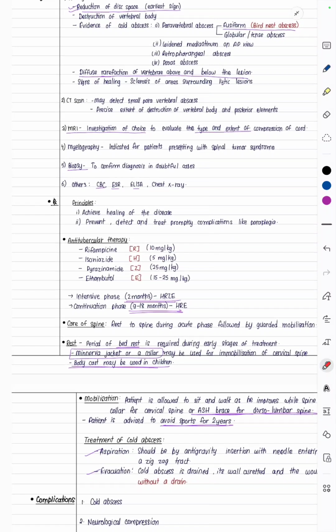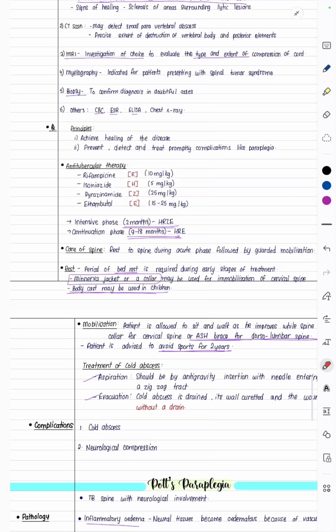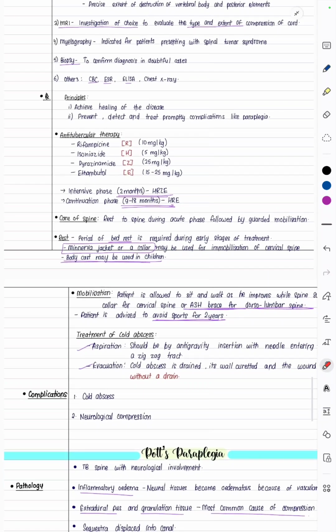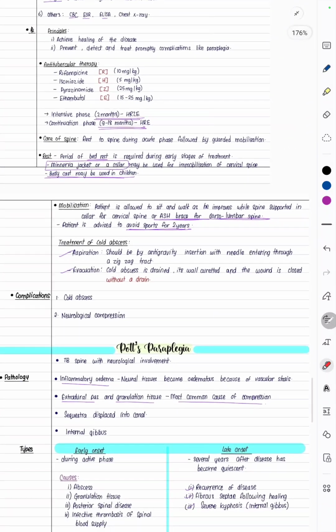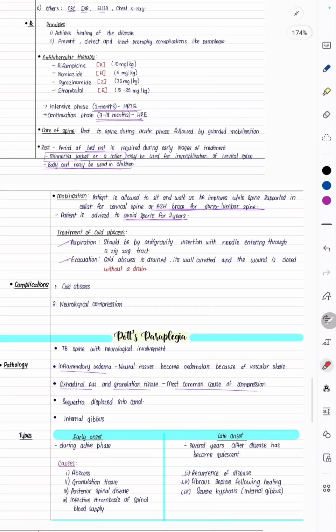So rest to the spine should be given during this phase. Now this rest to the spine can be given by a jacket called the Minerva jacket, or a collar, or a body cast can be used in case of children. Now mobilization, the patient is allowed to sit and walk. If he improves, the spine is supported by a cervical collar for the cervical spine, or an ash brace can be used for the dorsolumbar spine. The patient is not allowed sports for about 2 years.